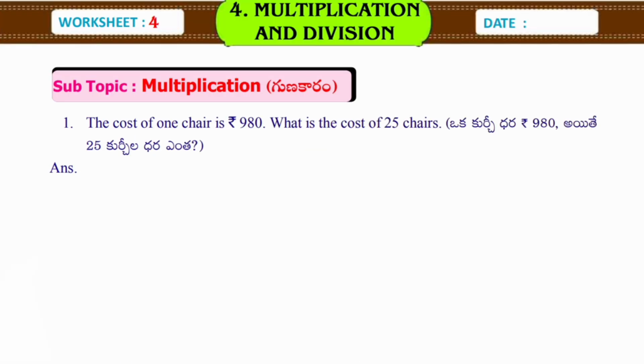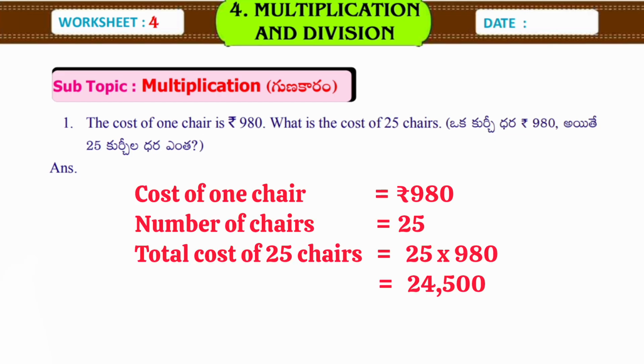Here the subtopic is multiplication. Let's see the first question, which is, the cost of one chair is rupees 980. What is the cost of 25 chairs? Okay, let's see the solution. Cost of one chair, what is given? Rupees 980. Number of chairs, how many chairs are there? 25 chairs. Write down 25. Therefore, total cost of 25 chairs means you have to multiply 980 multiplied by 25. You will get the answer as 24,500. Please do the multiplication separately, then only you will get practice of doing multiplication.